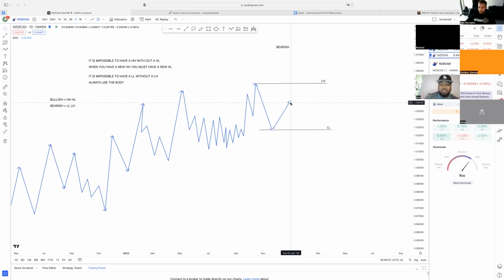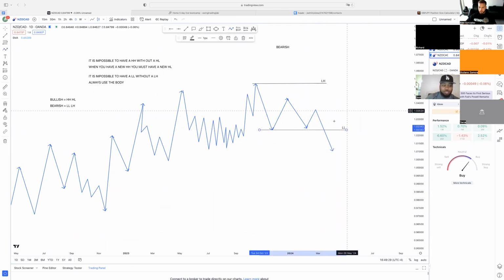This point right here, as of right now, is nothing because we don't know what it's going to do. What about right now? What is this point right here? Are we bullish? Are we bearish? Higher high? Is this the new lower low? Is this the new lower high? What are we doing? So this is currently nothing. Is this market bullish or bearish? Correct. Beautiful.